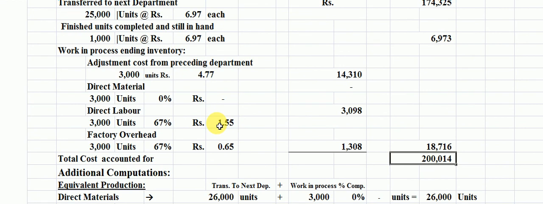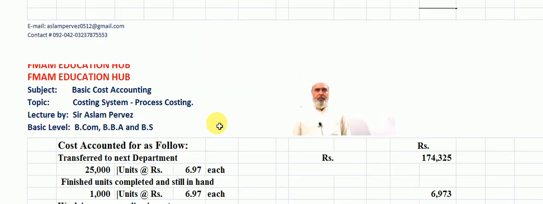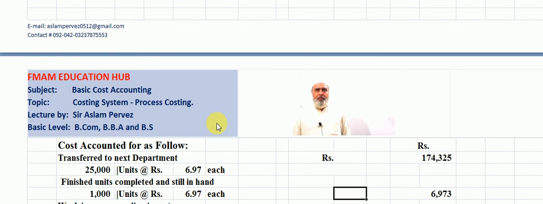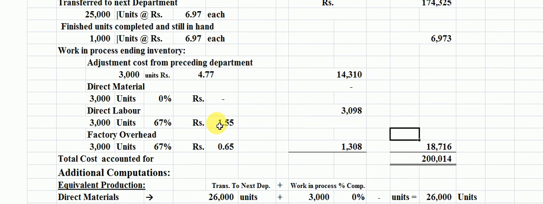Students, this is the reconciled value, which is always equalized with the second section, manufacturing cost in departments, 2,14,000. You are looking here, both the values are equalized. If both the values are equalized, then we can say that our cost is 100% accurate.